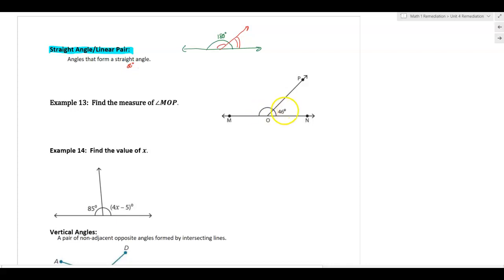So right away here, if this angle is 46 degrees, to find the measure of angle MOP, I know these two angles have to add up to 180. So 180 minus 46 is going to give you angle MOP is equal to 134 degrees. We are done. Okay.